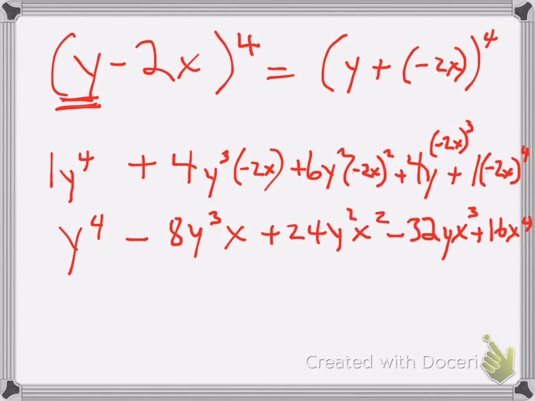Okay, any questions there? All right, what's the last problem on the sheet there? 2x minus 3y to the fifth power. All right, that's the last one we're going to do. 2x minus 3y to the fifth power. I'm going to close the video because I don't have room to do this here.